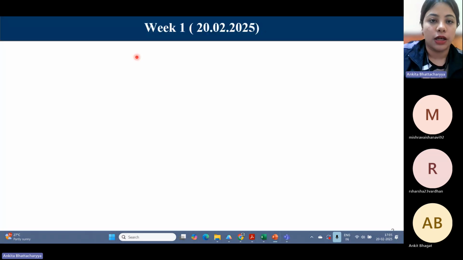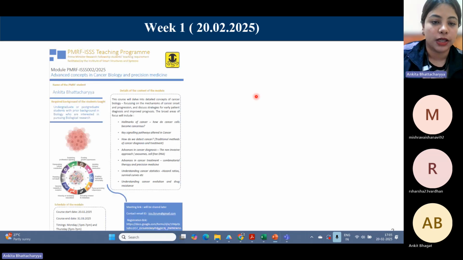So first of all, this is the first week's lecture. If you have gone through the flyer, you would have seen the overall idea of the topics we will be covering. The first topic that is the major focus for our class today is the hallmarks of cancer and understanding how cancer cells actually become cancerous.